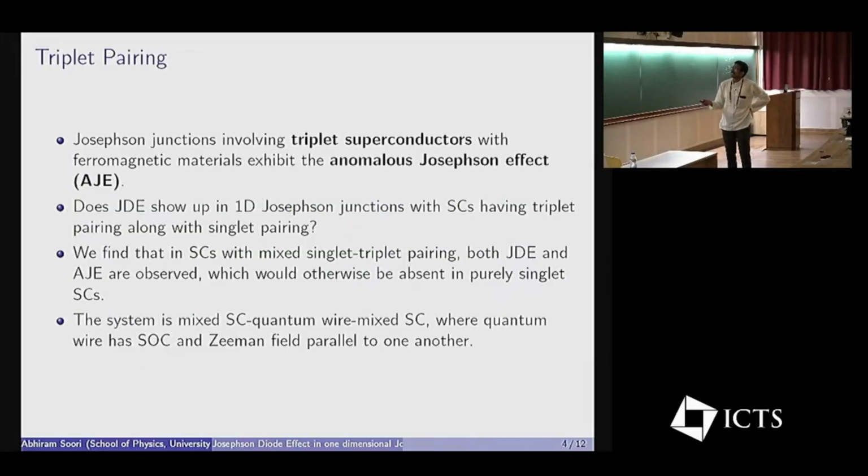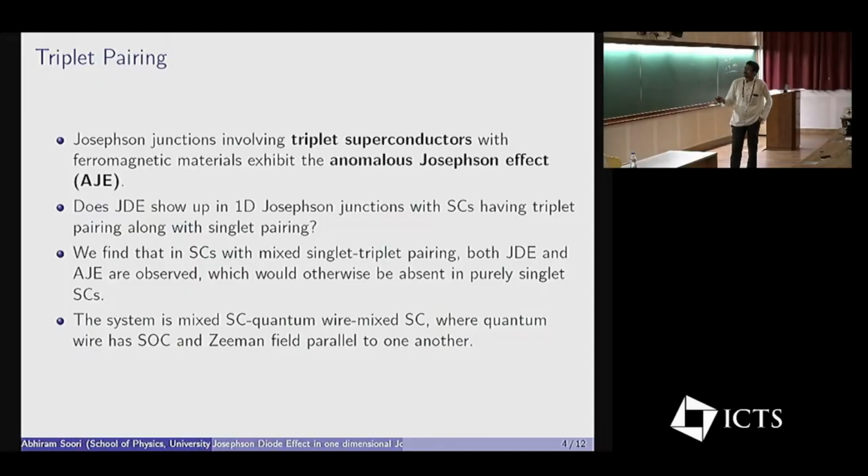Fine. And there are Josephson junctions involving triplet superconductors with ferromagnetic materials in between. In these Josephson junctions, the anomalous Josephson effect is there, which is basically that even when there is no phase bias, even when the phase difference is zero, the Josephson current flows. So that is the anomalous Josephson effect.